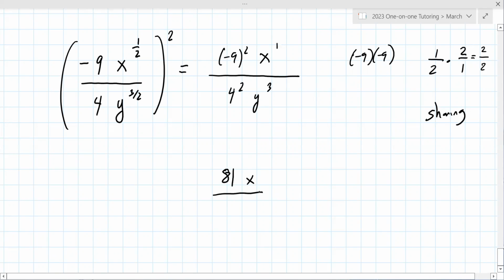x, and then 4 squared, or 4 times 4, and then y cubed. And what is 4 squared? Oh, that's 16. Yeah. All right. Everything written down.